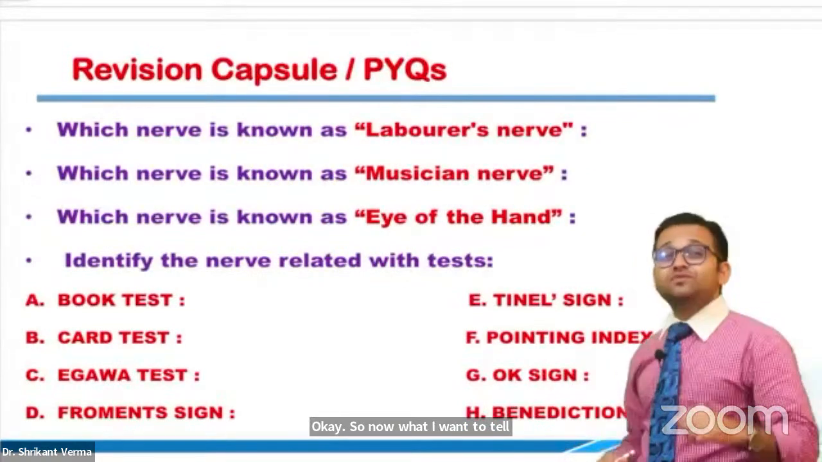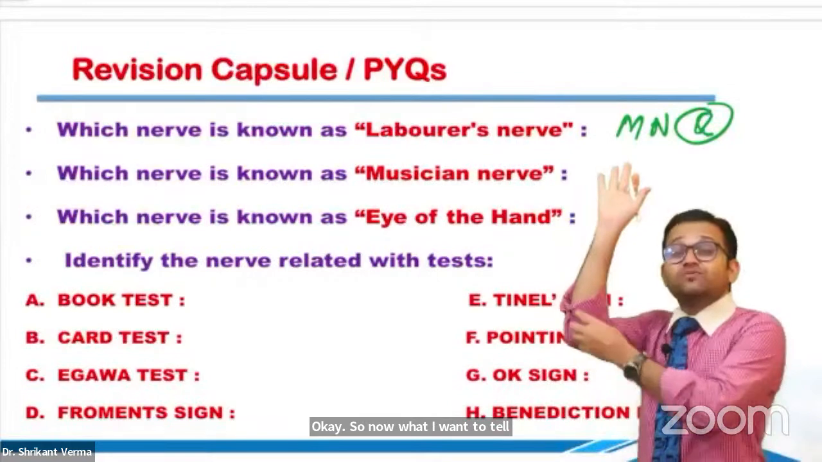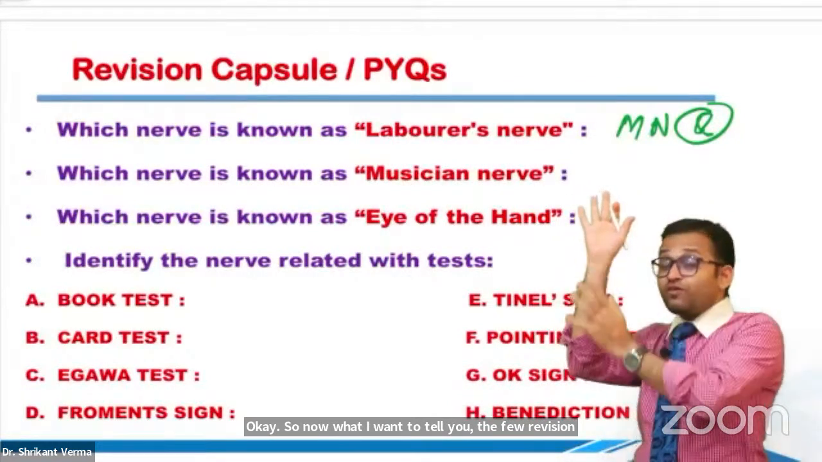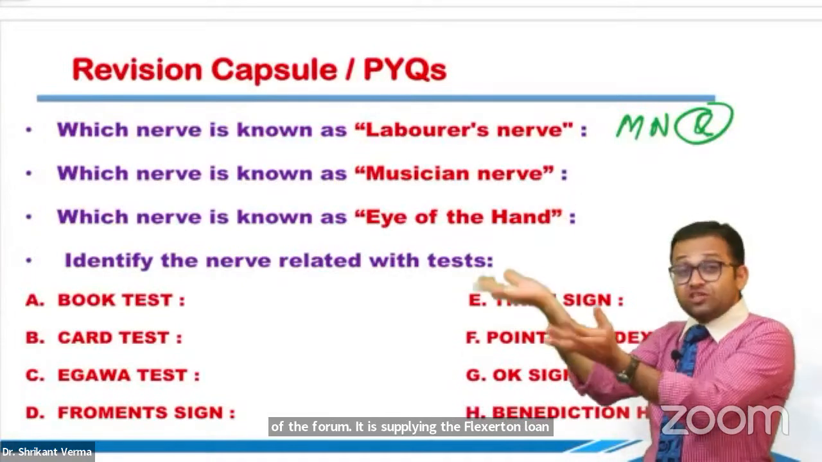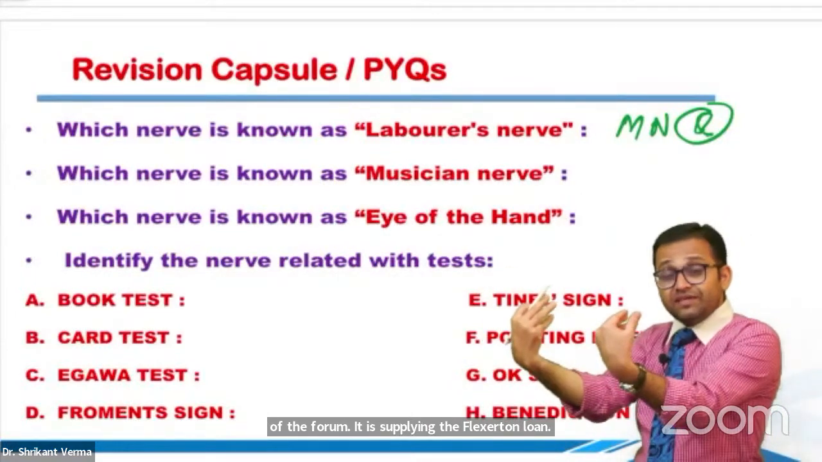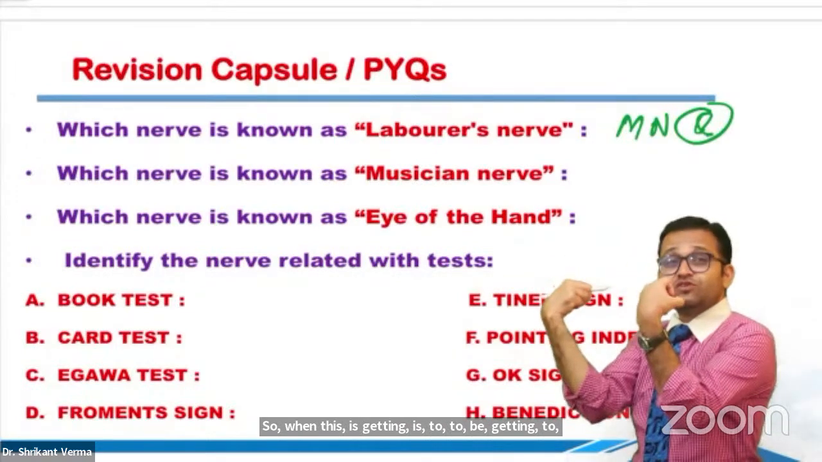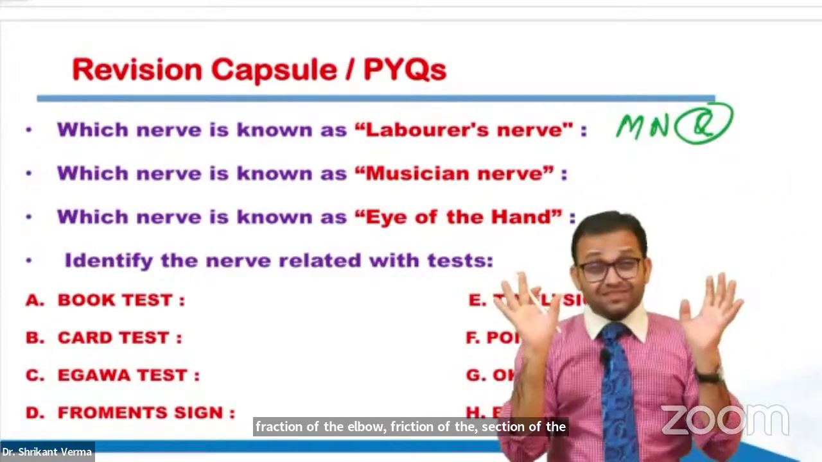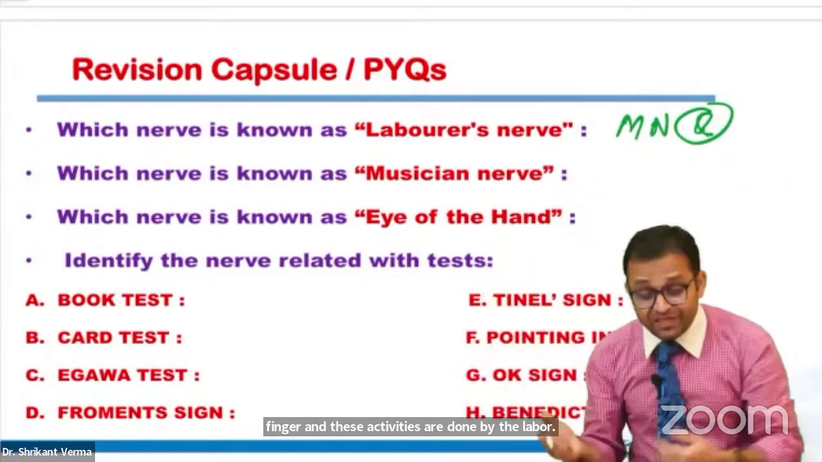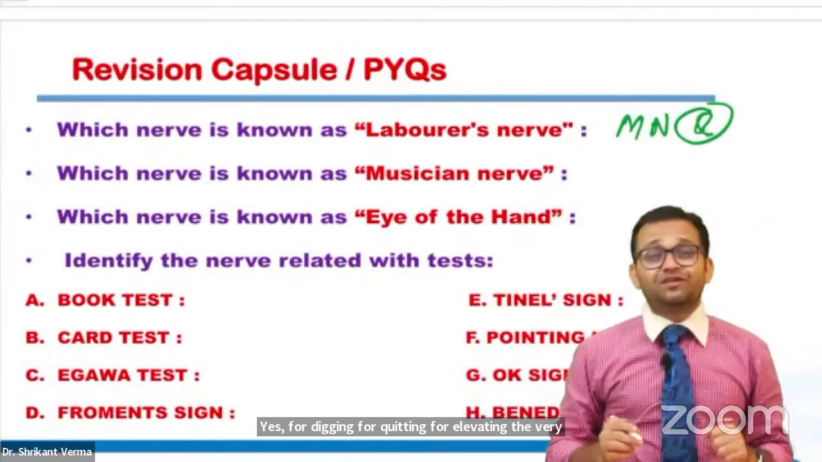Tell me which nerve is known as the laborer's nerve. Answer is median nerve. Why? Because median nerve is the main nerve of the anterior compartment of the forearm. It is supplying the flexor tendons. So when this nerve is stimulated, the flexor tendons get flexion. Median nerve causes flexion of the elbow, wrist, and fingers, and these activities are done by the laborer, for digging, for lifting very heavy weight. That's why the median nerve is known as the laborer's nerve.